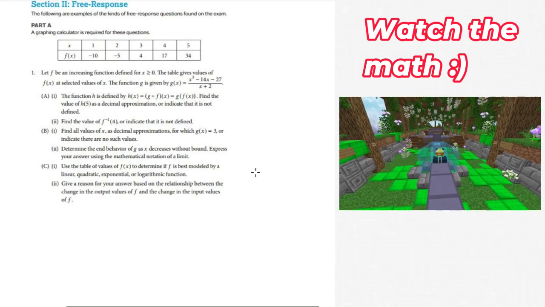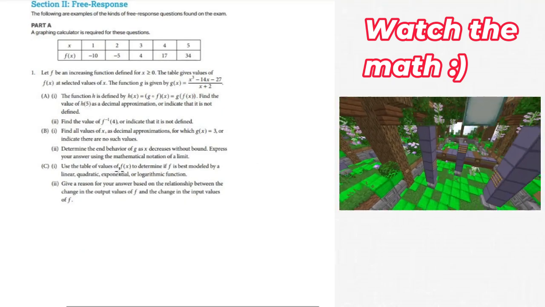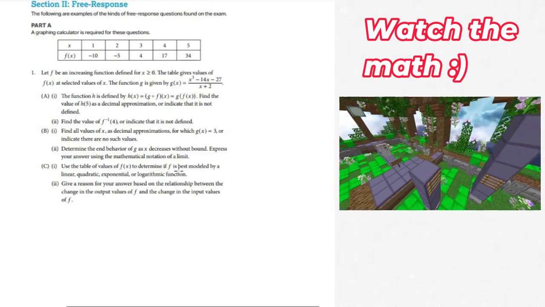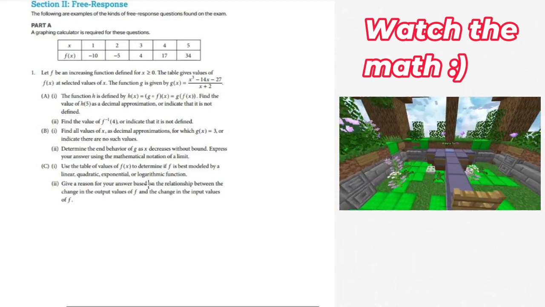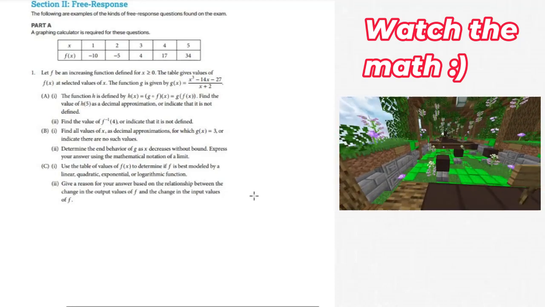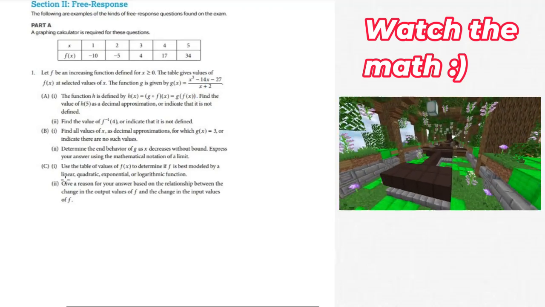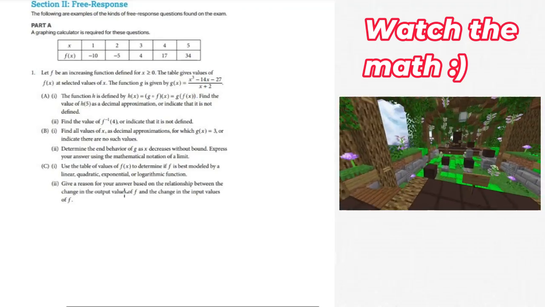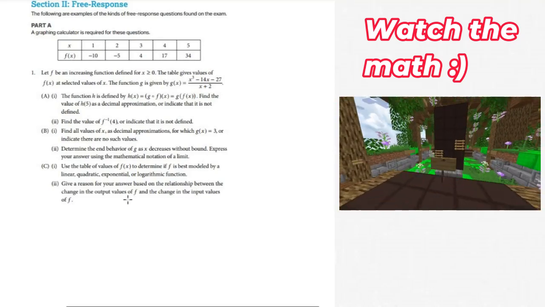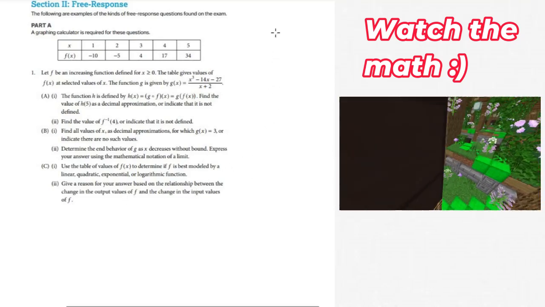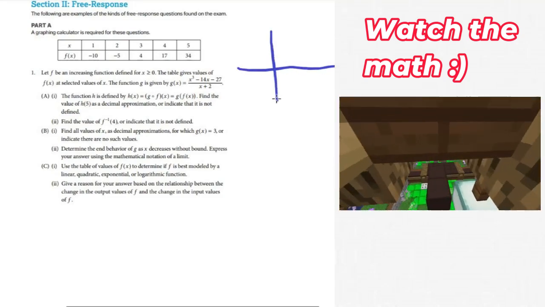In part C, we are going to be using the table of values of f of x to determine if f is best modeled by a linear, quadratic, exponential, or logarithmic function. My favorite way to do these, even though we know that part 2 is going to make us look at the numbers specifically and the changes in output, is to look at a graph. It's pretty easy to graph some of these values out.